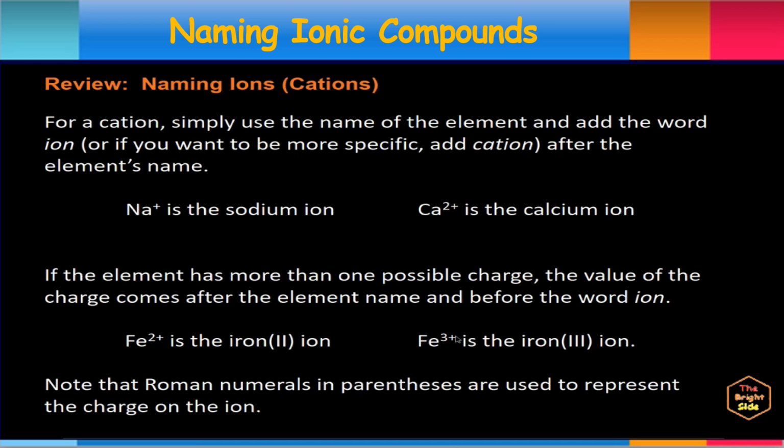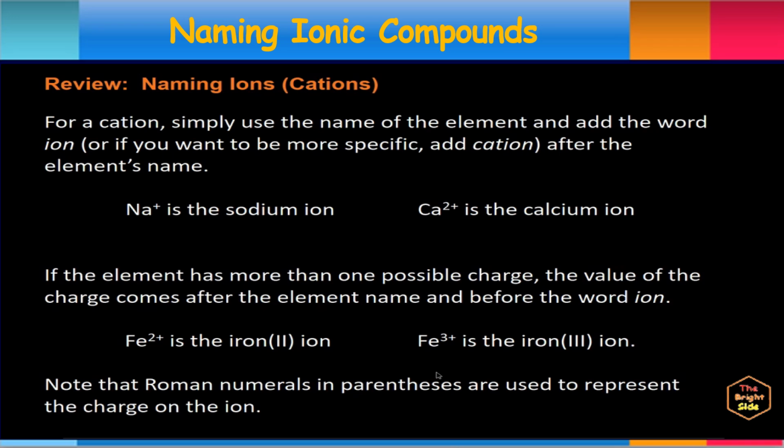Now, with some elements, found in the transition metals part of the periodic table, or the D block, we have an opportunity to have more than one charge on that cation. So for instance, iron can be iron 2 plus, or it can be iron 3 plus. So we have to specify which one we're dealing with in the name. So iron 2 plus would be iron, and then parentheses, Roman numeral 2 to indicate a 2 plus ion. Notice we don't have a sign in there. We don't need that. We just need iron, parentheses, Roman numeral 2, and ion.